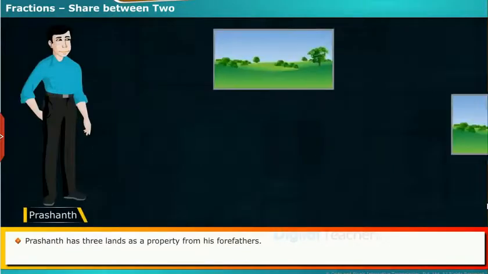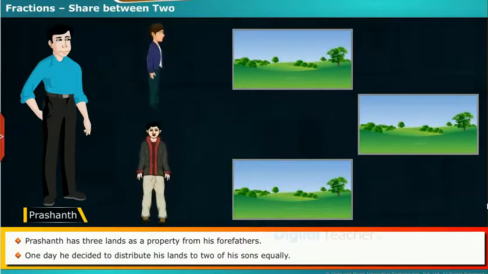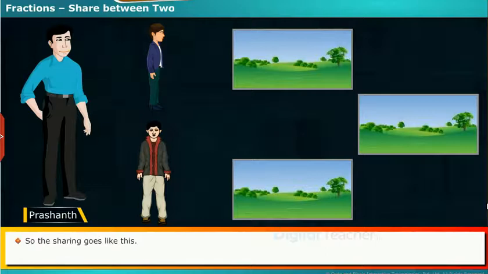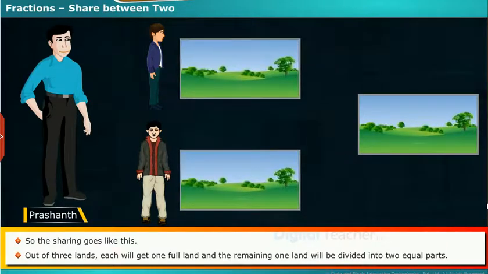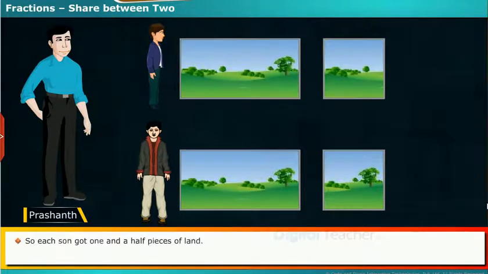Prashant has 3 lands as a property from his forefathers. One day, he decided to distribute his lands to 2 of his sons equally. So, the sharing goes like this. Out of 3 lands, each will get 1 full land and the remaining 1 land will be divided into 2 equal parts. So, each son got 1.5 pieces of land.